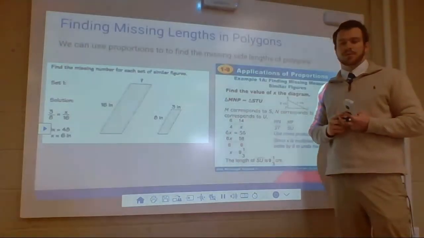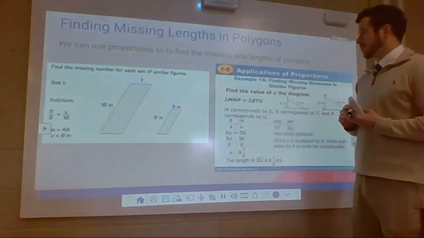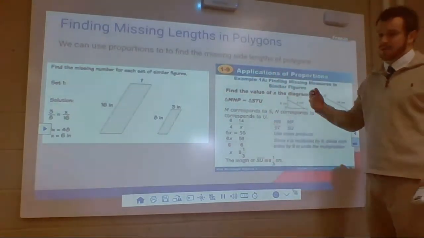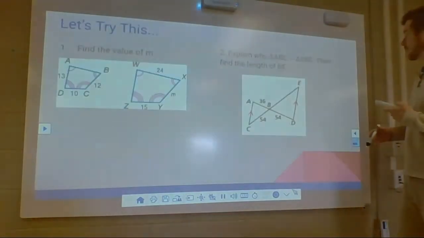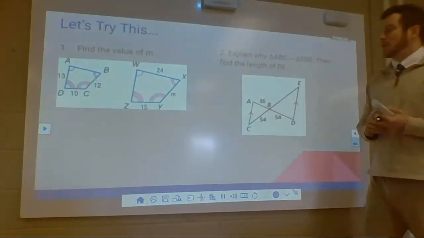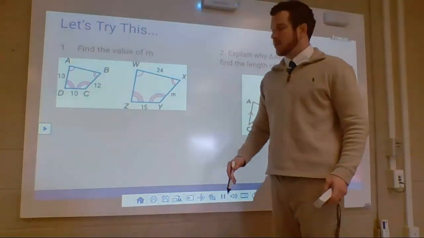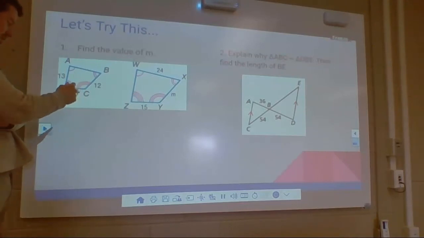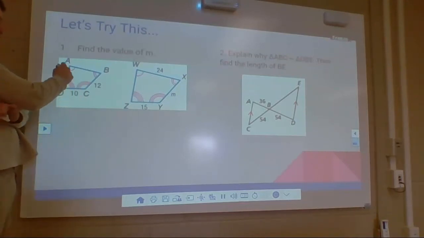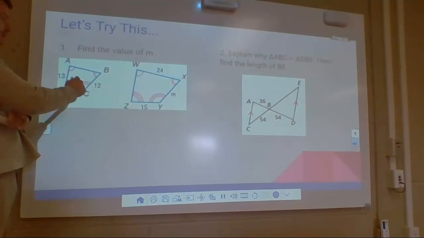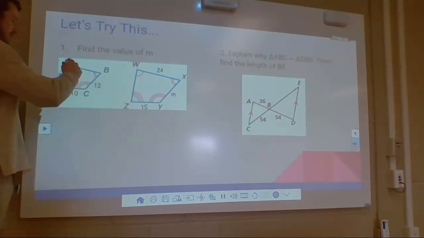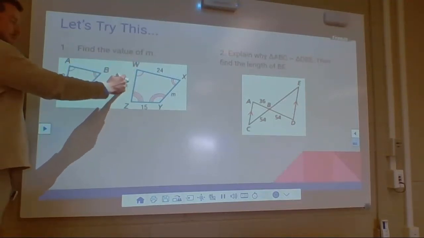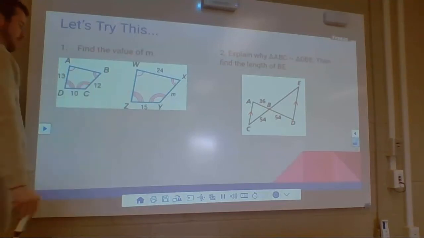Now the last thing we'll do is we'll learn how to find missing lengths in polygons. And we can use proportions to find the missing side lengths of polygons. That's how we're going to solve these problems. So check it out here. For number 1, we're going to find the value of m. So what we're going to do is use those proportional relationships that we just discussed. Let's think here. We know AD is 13, and WZ is going to be proportional to AD. Okay? But we don't have a length for WZ. We're not given that length, so that's probably not going to help us here.